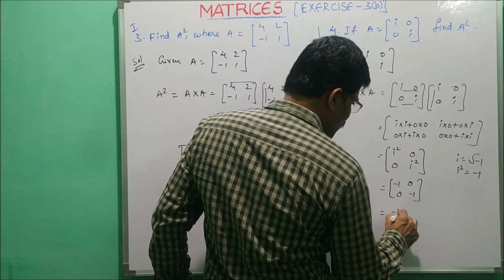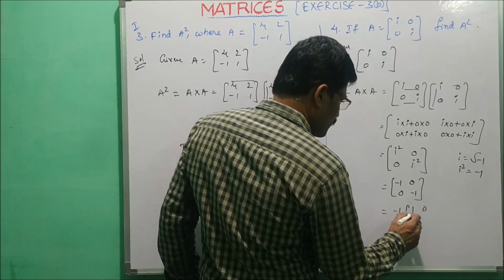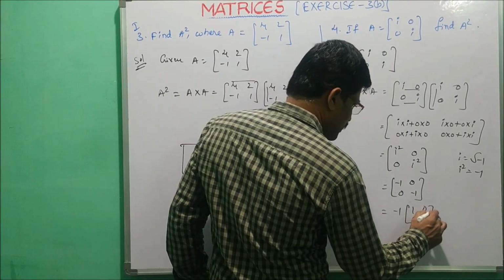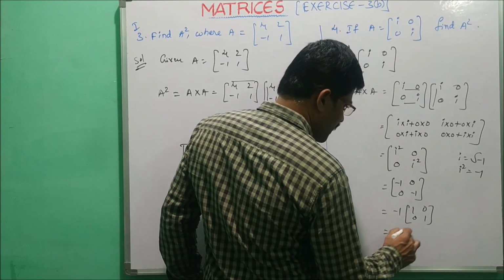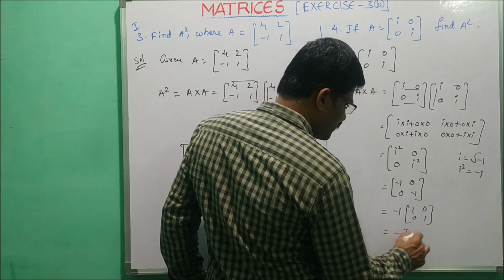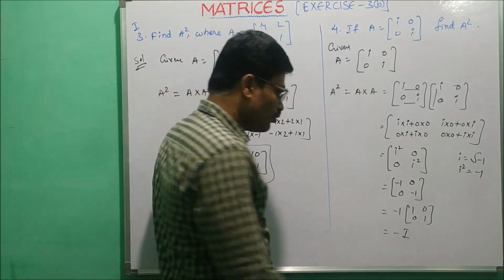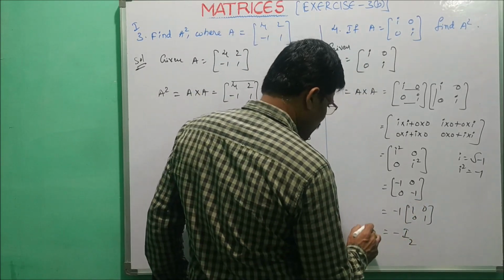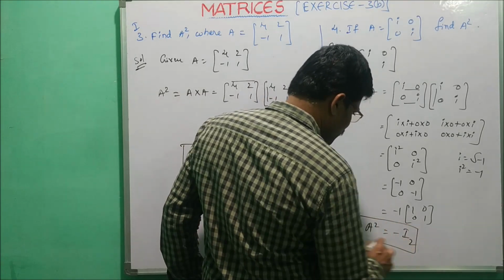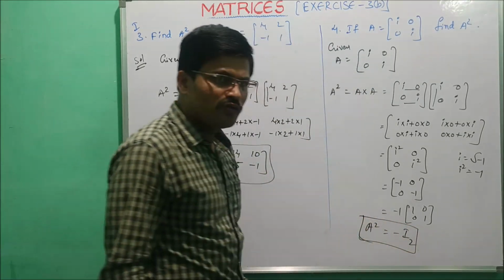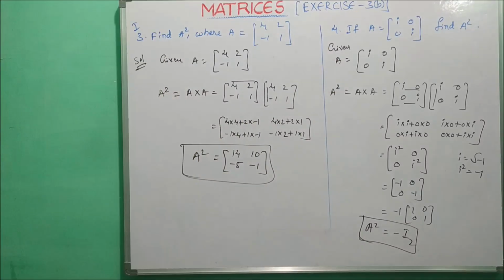Clearly we take minus 1 common, leaving [[1, 0], [0, 1]]. Now it can be written as minus 1 times [[1, 0], [0, 1]], which is always equal to the unit matrix of order 2. So minus I2. Now clearly A square is always equal to minus I2. This is the solution for this question.